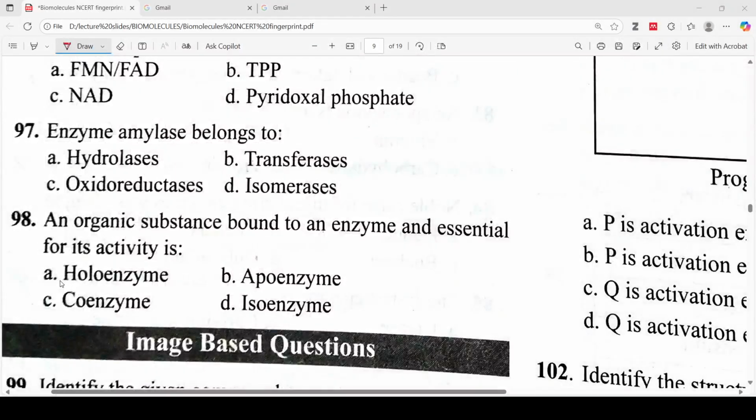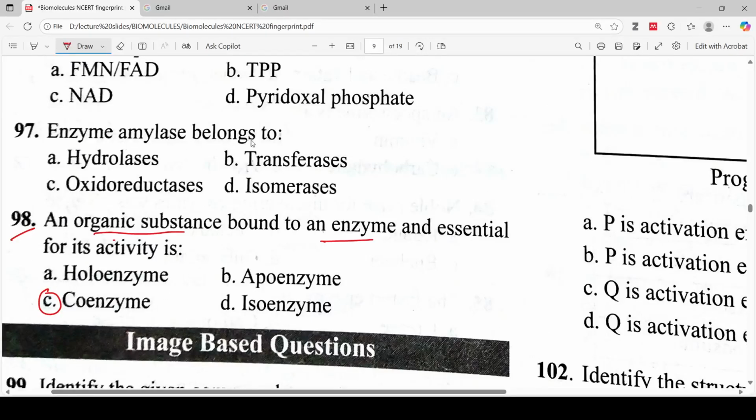Okay, let's begin with another session. Question number 98: an organic substance bound to an enzyme and essential for its activity. The correct answer for this question will be option C, coenzyme.